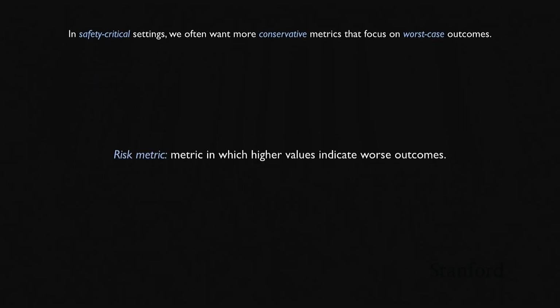Another thing, specific to this course, is that in safety critical settings, we often want metrics that are conservative, that consider worst case outcomes, because if safety really matters, then we're really focused on those worst case scenarios or edge cases. A lot of times we're talking about what we call risk metrics, which is just a metric for which higher values indicate worse outcomes. So more risk is bad.